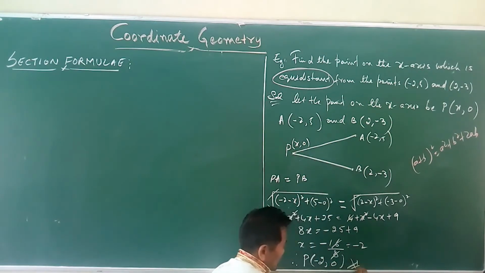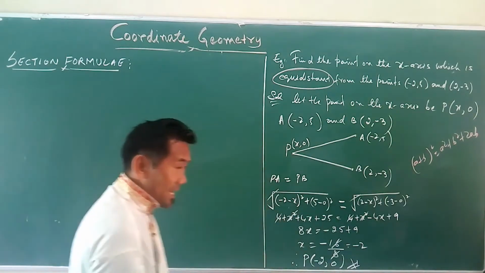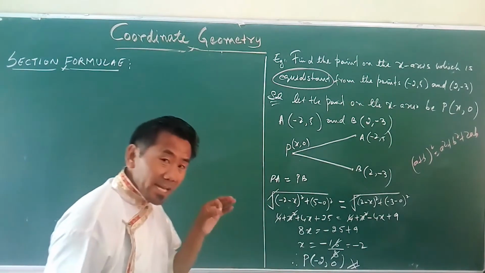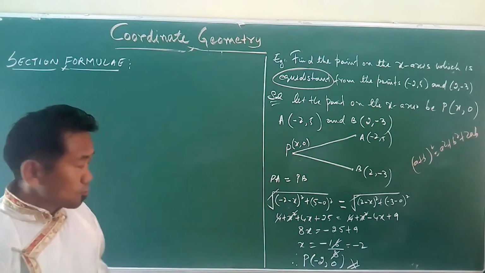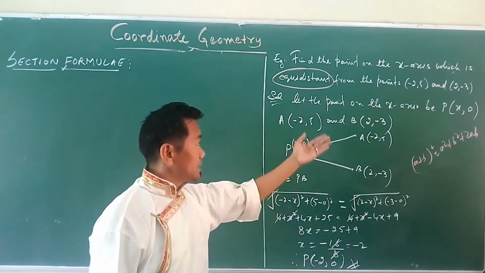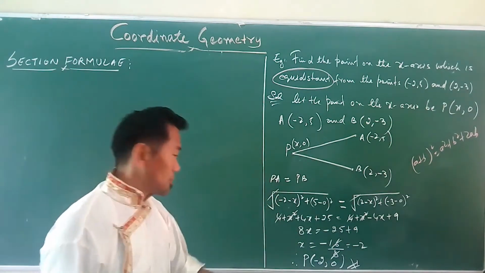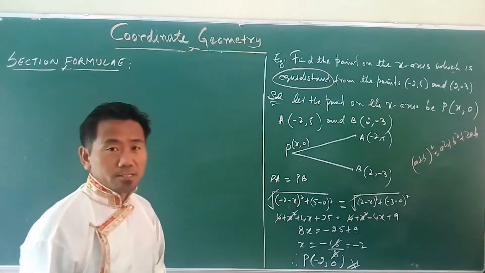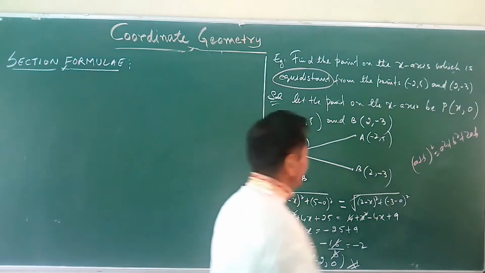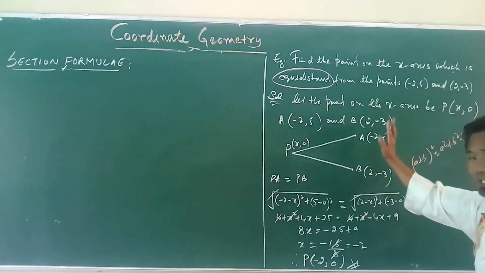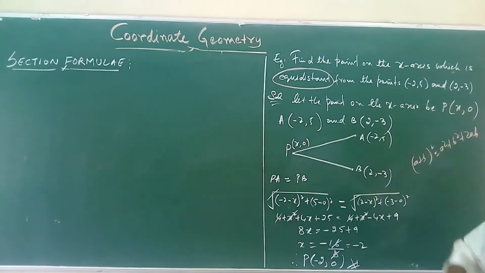So the coordinates: the x-axis is -2, and the y coordinate is 0. So I'll just take this as one example.